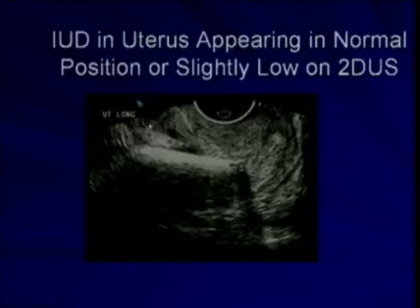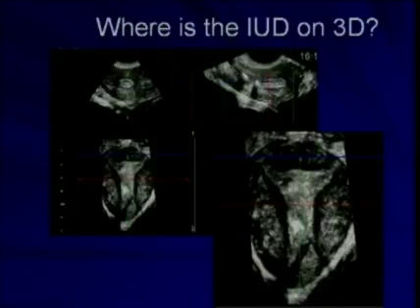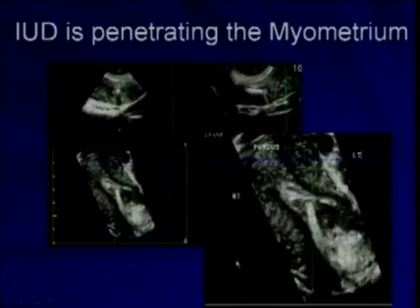Here a slightly older case, an IUD that appeared in the sagittal plane to be either normal or slightly low in position. When we explore the location of this IUD using 3D sonography, we note that there is the shadow of the long stem here, and then when we manipulate the volume further, we can detect that there is embedment of one of the horizontal arms into the myometrium of the lower uterine segment.